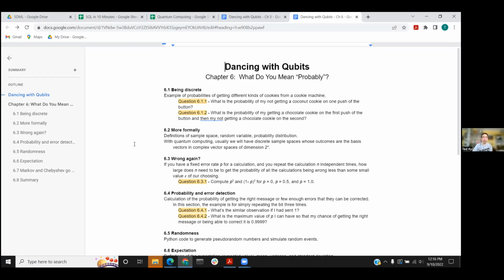Then in section two, it more formally defines, I don't think we'll need these definitions too much, but if you are interested in probability: the sample space, so all your possible outcomes, the random variable, and what a probability distribution is. There's also a note at the end that when we're doing quantum computing, we're usually going to have discrete sample spaces whose outcomes are the basis vectors in a complex vector space of dimension 2 to the n. So there's really no discussion about continuous probability distributions in this chapter. This is just the basics you need. It doesn't matter how large it is, things still operate the same if it's discrete. So 2 to the n, n could be 1,000, but it's still a discrete space, so the math works the same. Any comments, questions, additions?